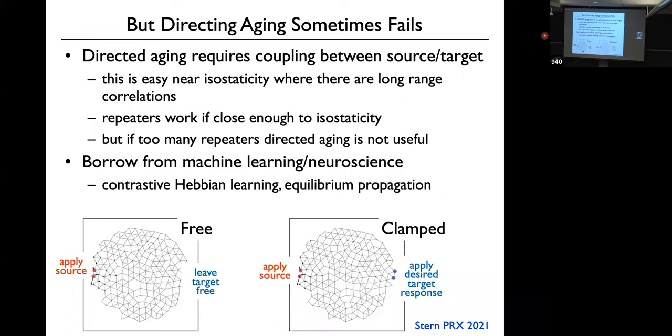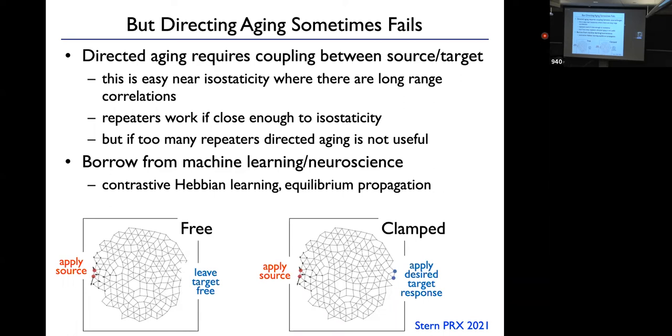So the cost function, right? What we're doing is we're saying, if I just apply the source and I don't do anything to the target, what I want is for the target to have the desired response. The clamp is where I apply the source and I apply the desired target response. And so the cost function that we usually use is the free case minus the desired response. I want that to be 0. I want to minimize that squared.